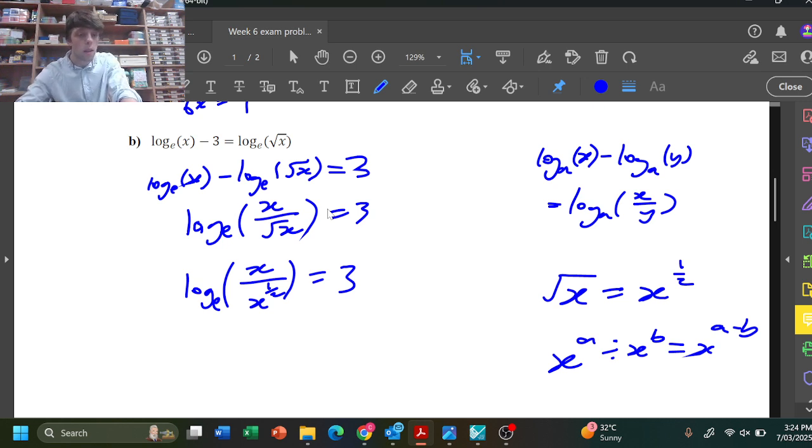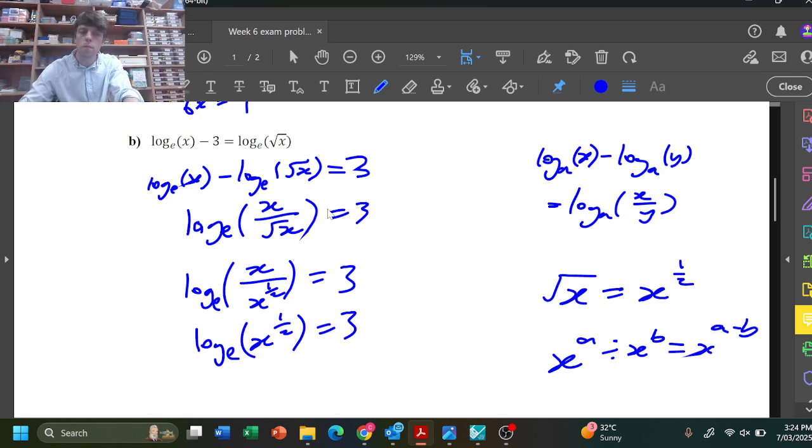the exponents. So this becomes log base e of x to the power of 1 minus a half. So 1 minus a half is equal to a half. So this becomes log base e of x to the power of a half is equal to 3. All right, so now let's see if we can rearrange this.